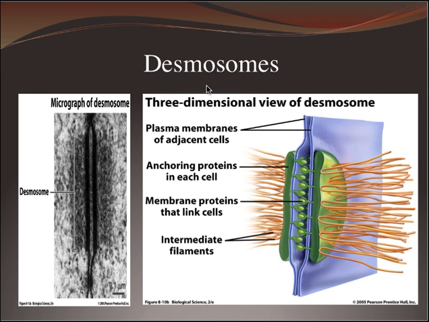Desmosomes. We look at an electron micrograph here of a desmosome. Again, here we see the sort of anchoring function that these proteins have, and how these membrane proteins actually allow a link to form between two neighboring cells, facilitated by internal filaments, intermediate filaments between the two cells as well, which extend inward into each adjacent cell.